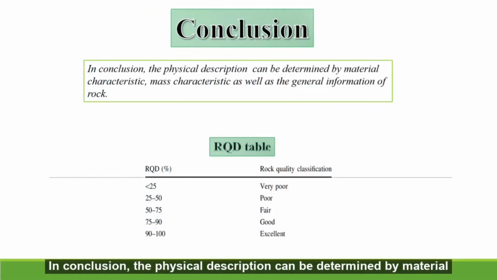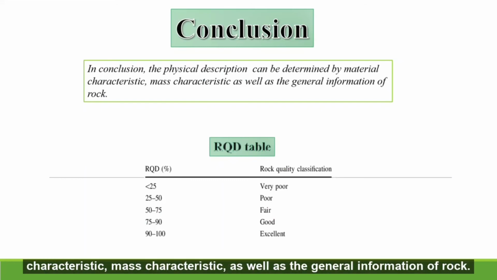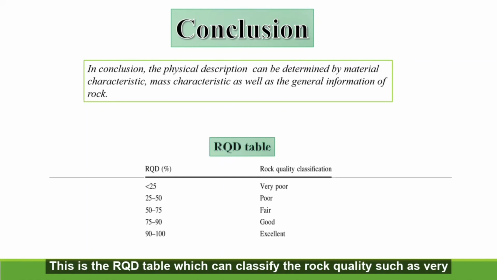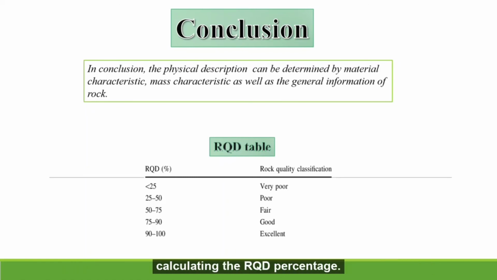In conclusion, the physical description can be determined by material characteristics, mass characteristics, as well as the general information of the rock. As you can see below, this is the RQD table, which can classify the rock quality as very poor, poor, fair, good, or excellent, determined by calculating the RQD percentage.